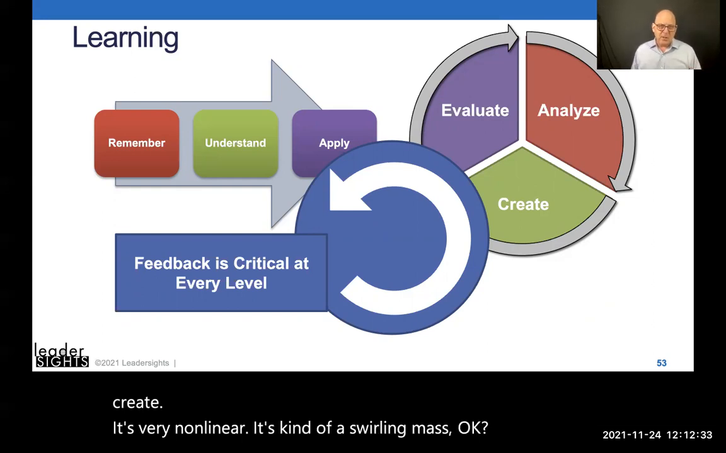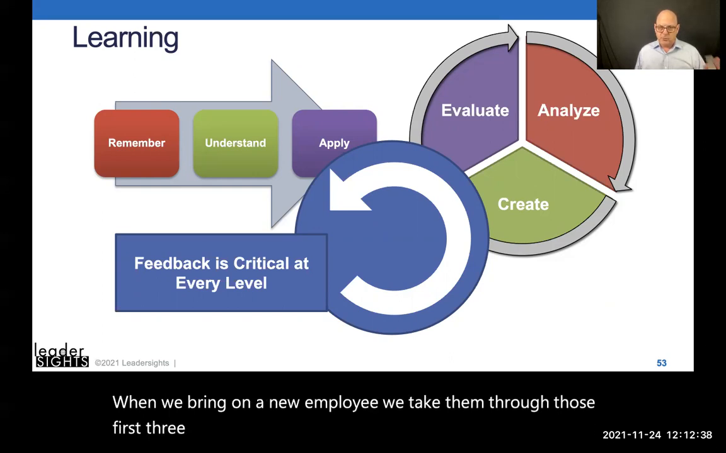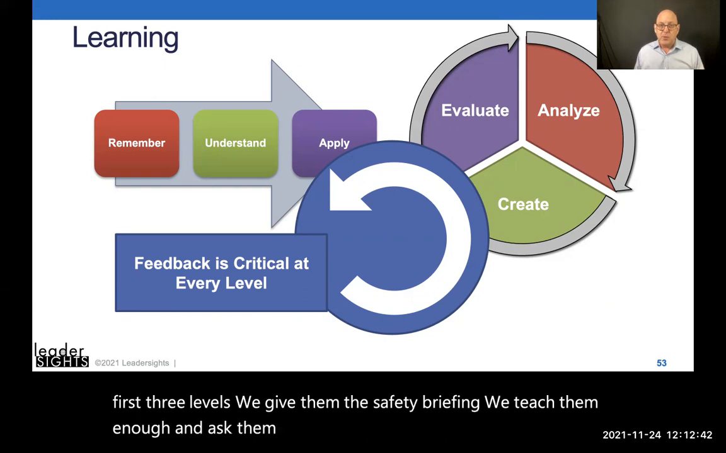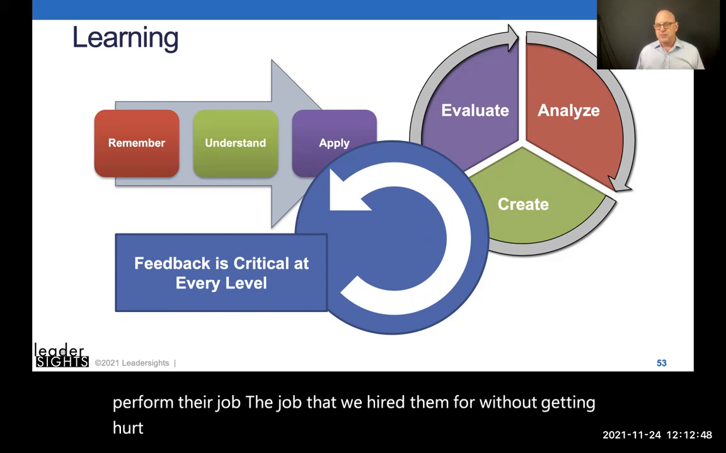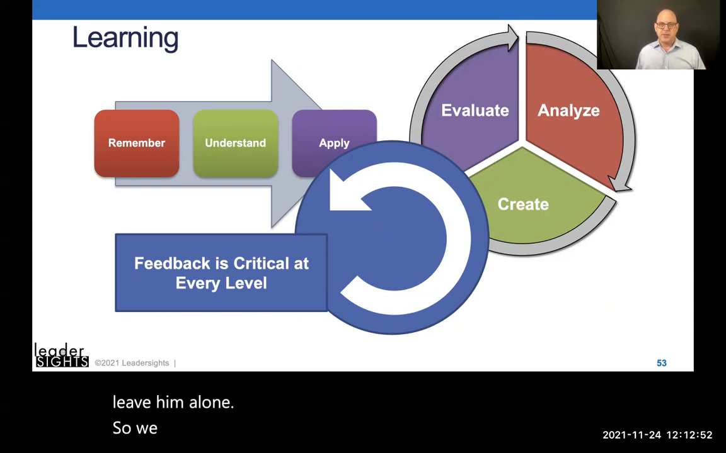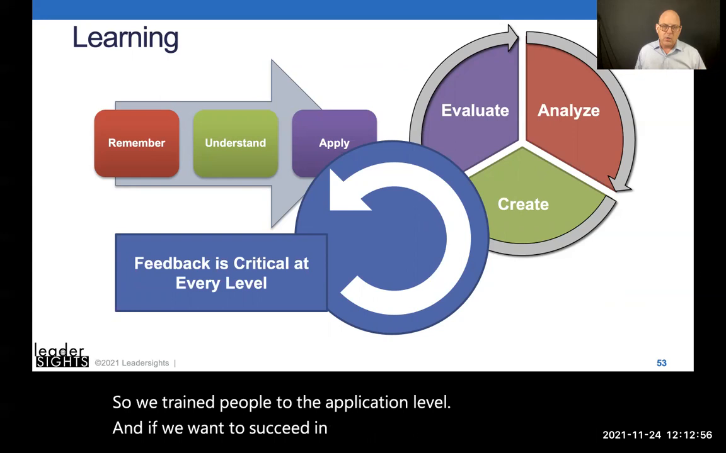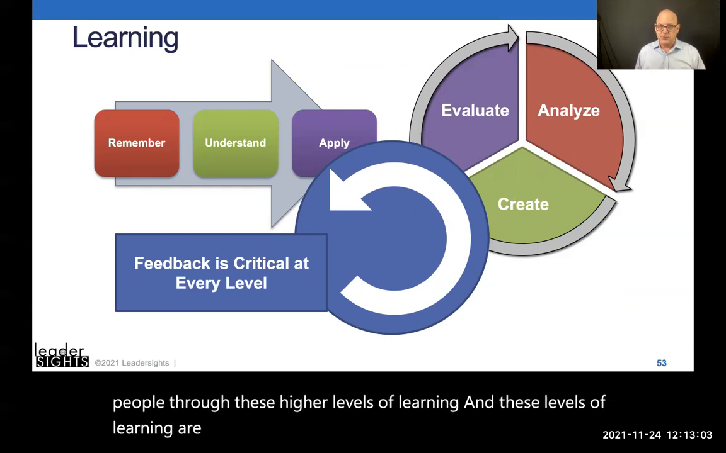When we bring on a new employee, we take them through those first three levels. We give them the safety briefing. We teach them enough and ask them enough questions so that they can go out and perform the job that we hired them for, without getting hurt and with some degree of effectiveness. And then we pretty much leave them alone. So we train people to the application level. And if we want to succeed in the future, we've got to start training people through these higher levels of learning. And these levels of learning are called problem solving levels of learning.